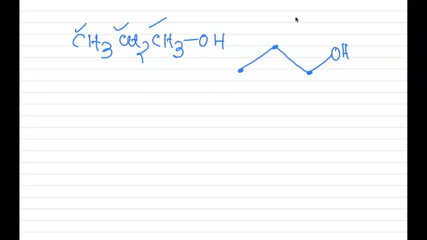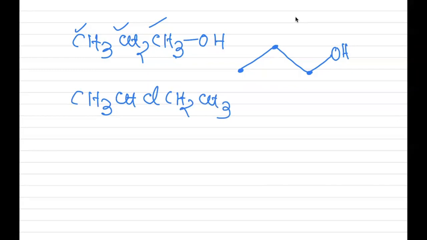Okay. Next, suppose CH3, CH, Cl, CH2, CH3. Then how many carbon atoms are there? 1, 2, 3, 4. 4 carbon atoms. So 1, 2, 3, 4. And chlorine is attached with the second carbon atom. So there will be chlorine.